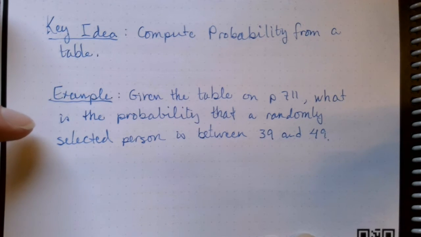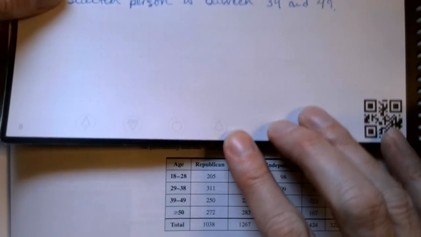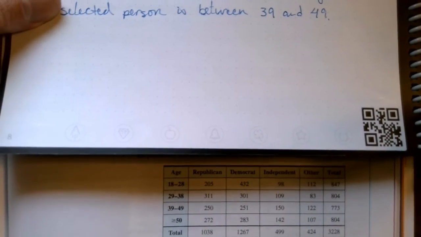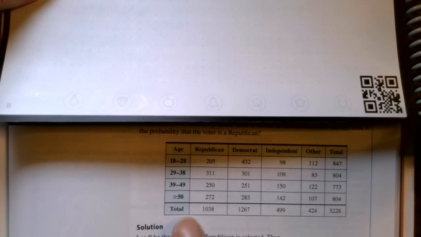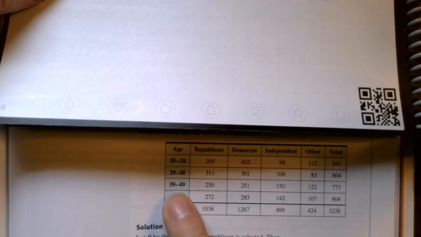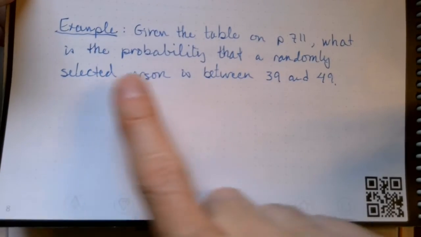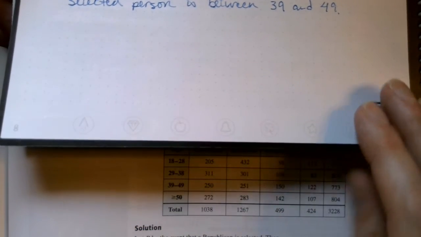Given the table on page 711, what is the probability that a randomly selected person is between 39 and 49? Okay, so this is the table they give us in that example. It's a little breakdown of people's ages and political affiliations. They said, find the probability that a randomly selected person is 39 to 49.